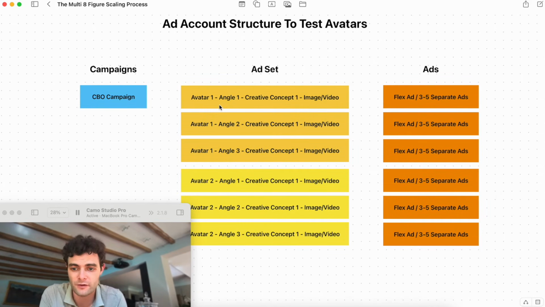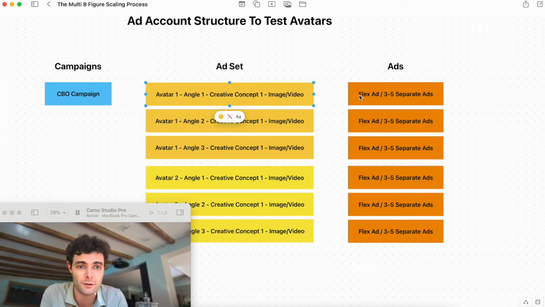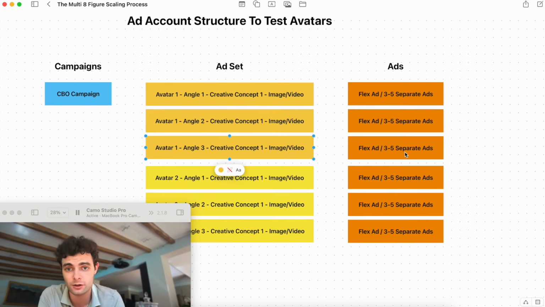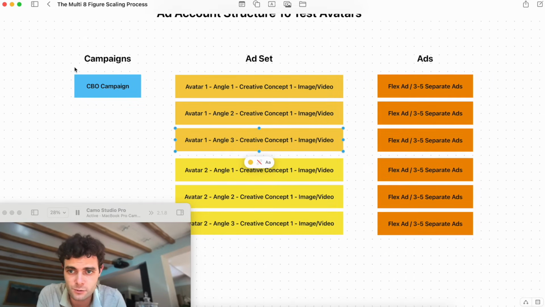The way that we do it is that we want to give an avatar a shot, at least 3 to 5 ad sets, which basically means that each ad set over here has around 3 to 5 ads. So let's just say it's 3. This is 1, 2, 3, so we basically have 9. We're testing 9 to 18 ads per avatar. So the way that we name our ad sets within a CBO is that we have the avatar, the angle that we're using, the creative concept, and then the format, whether we're using a GIF, image, or video.